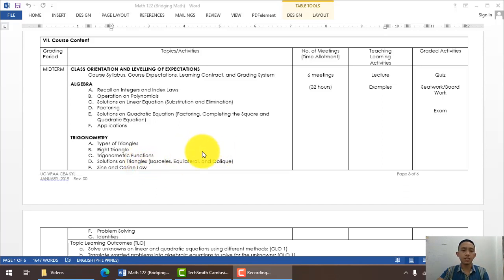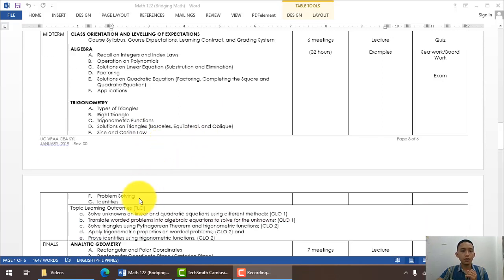So you will have here the types of triangles, and you will be discussing, this is important, the sine and cosine law. And then of course problem solvings. If you say problem solvings, we will now be again applying the concept of trigonometry on the actual problems. So again, you have the word problem, transfer that one into a trigonometric equation, and we will be solving using trigonometry to solve for the unknown of the actual problem.